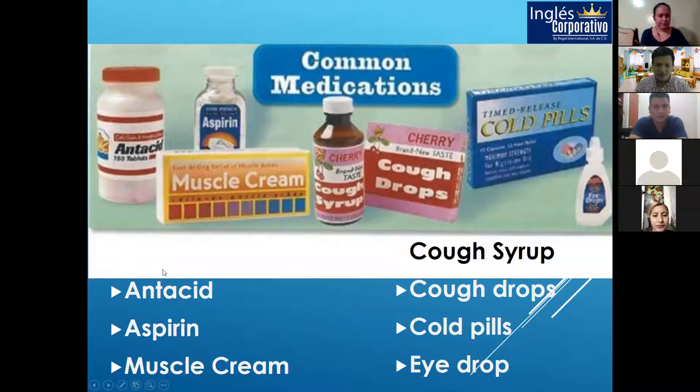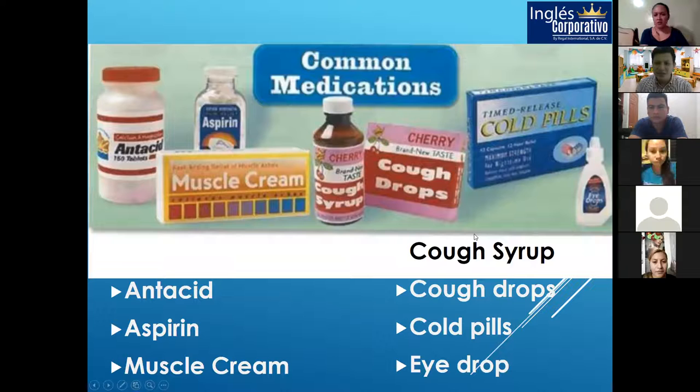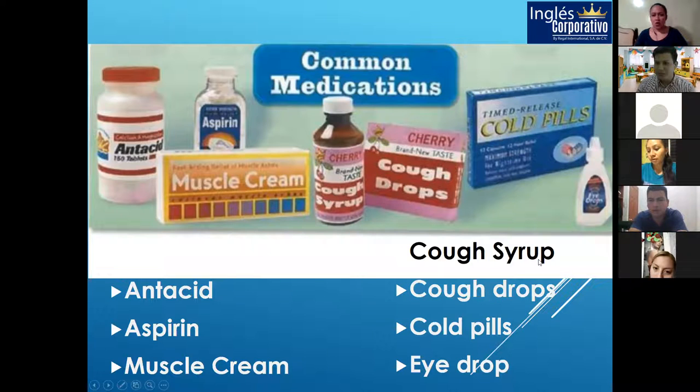Does somebody have a problem with the pronunciation of one of these words? Cough, like cough, with an F at the end. Cough. Syrup, with a P at the end. Yeah, like this. Okay, very good. Syrup. Good job.